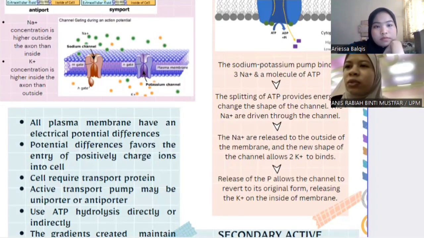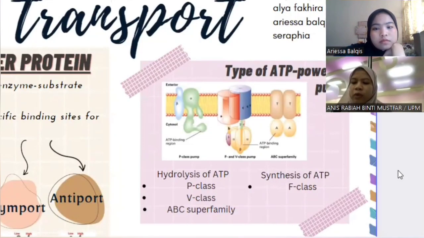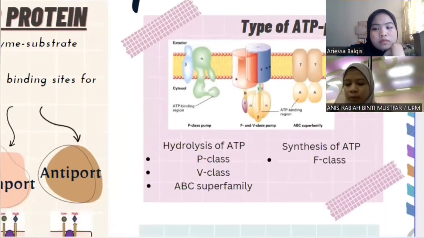So I will continue with my part, which is the types of ATP powered pumps. The first type hydrolyzes ATP, which includes the P class, V class, and ABC superfamily. The second type is the pump that synthesizes ATP, which is the F class pump.